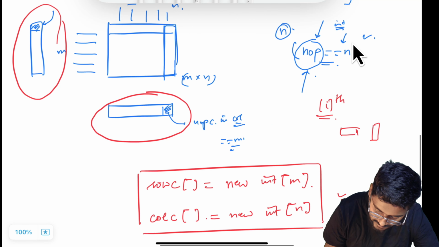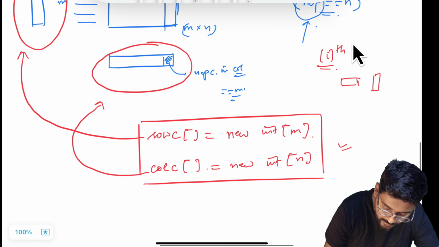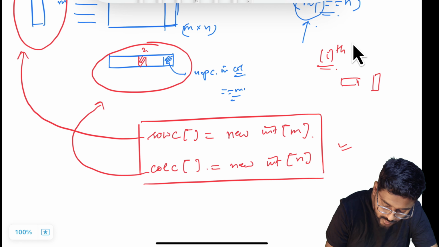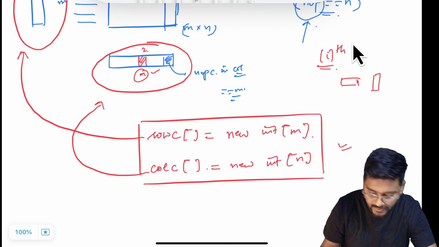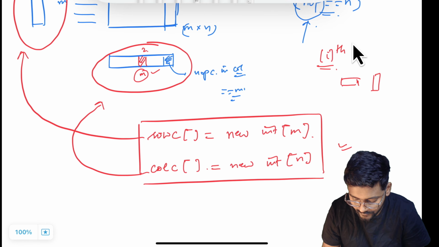Let's say this is the column array and this is the row array. If the value at this moment, that column 2 is having the number of painted cells equal to m, then I can easily say that at this moment I'm getting my answer.